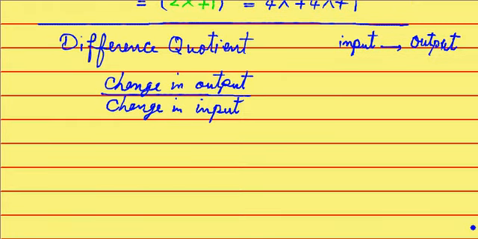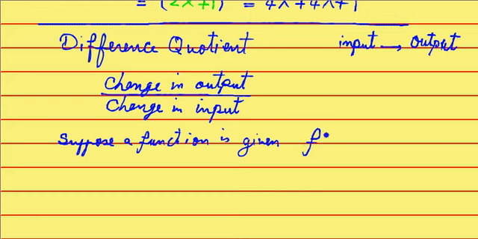This is essentially about 60% of the course, figuring out difference quotient. That's called derivative later on, but right now we're just getting ready for the algebra of it. Suppose I am given a function, some function f of x, something is given.